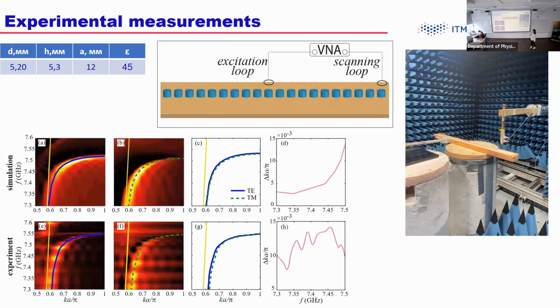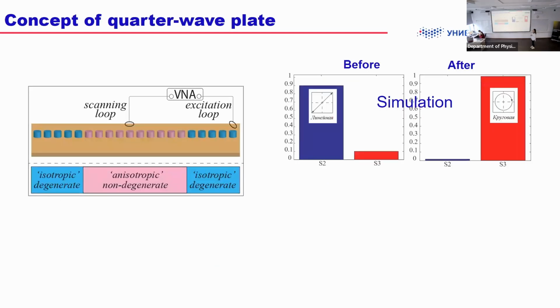So here you can see the dispersion of TE and TM modes, and after that you can see the difference between wave vectors of TE and TM modes. Okay, it's a numerical calculation. And here it's experimental results, and you can see that they have a good match between experimental and simulation results. So we have the polarization degeneracy in a frequency range, and after that, we can propose the concept of a quarter-wave plate.